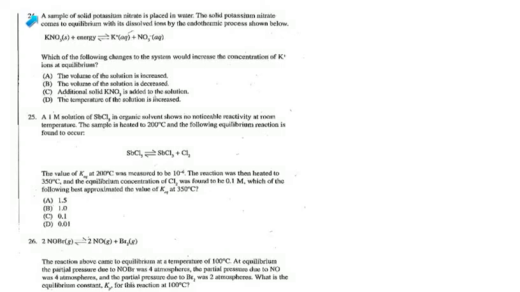Number 24. A sample of solid potassium nitrate is placed in water. Look at that, they're doing it right there. The solid potassium nitrate comes to equilibrium with its dissolved ions by an endothermic process. That's important information. And nicely, they put the energy in for us so we don't have to remember that endothermic is on the left.